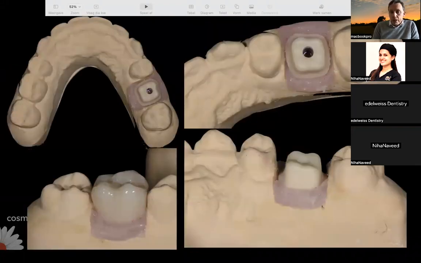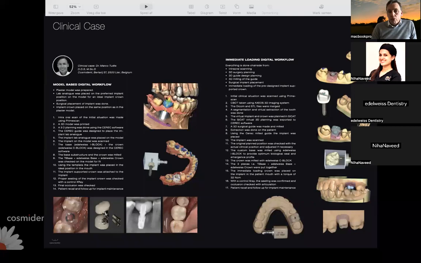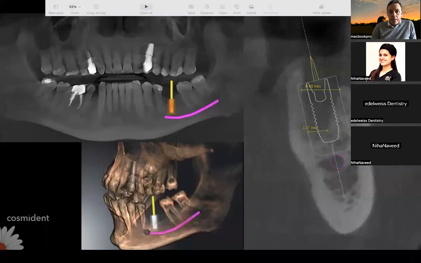You can go in two phases, like we told before, or go directly to a screw-retained restoration, or go with a primary abutment restoration and put the zirconium block crown on top. We call that the eye block. It's also available from Edelweiss for those who are interested. Everything we did in the case I showed you is described step by step, so you can find the procedure there.